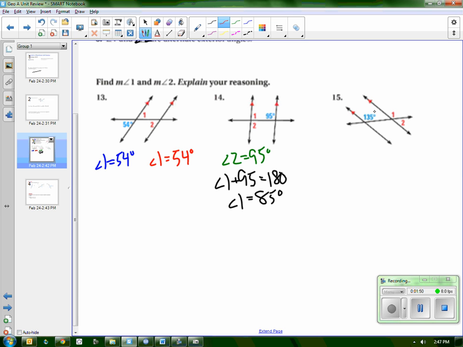Number 15, angle 1 and 135, those are congruent. That's 135 degrees because those are corresponding angles. And then if this is 135, you can think of this as a linear pair. Angle 2 plus 135 degrees is going to be 180. So if you subtract from 180, you're going to get angle 2 is 45 degrees. That's a linear pair right there. That means they make 180. They're supplementary.